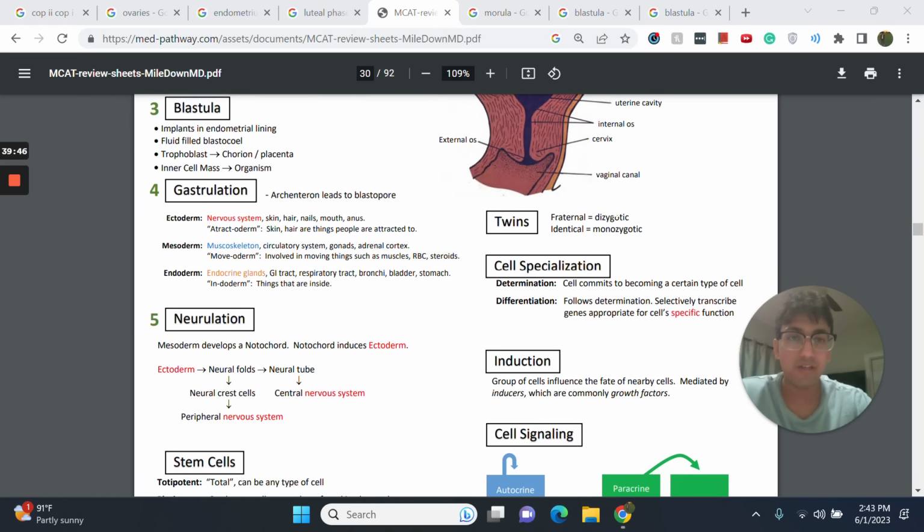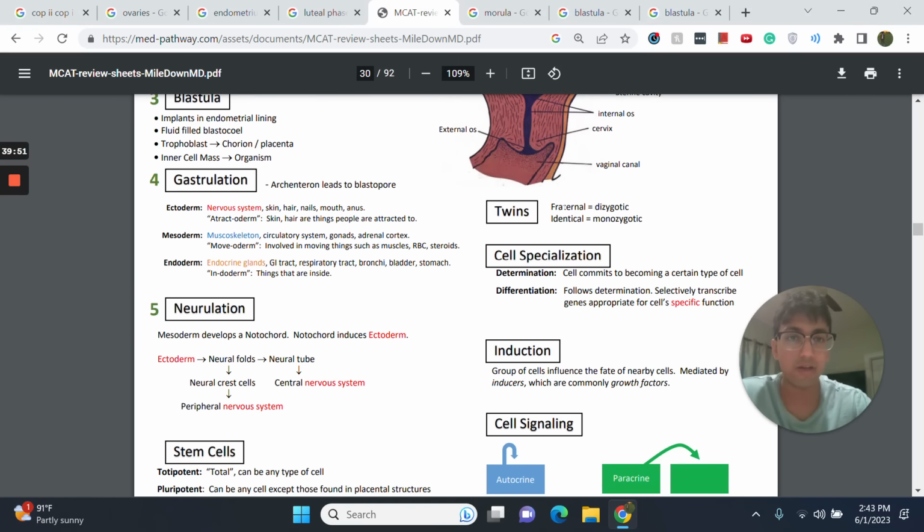All right, twins can be either dizygotic, fraternal, or identical. I'm sure you know a twin, and they're either identical twins or fraternal twins. If they're identical twins, that means they came from the same zygote, and fraternal means they're different zygotes, right?